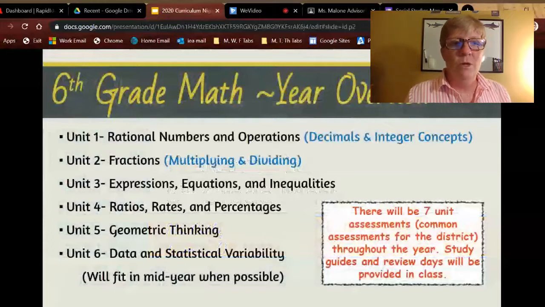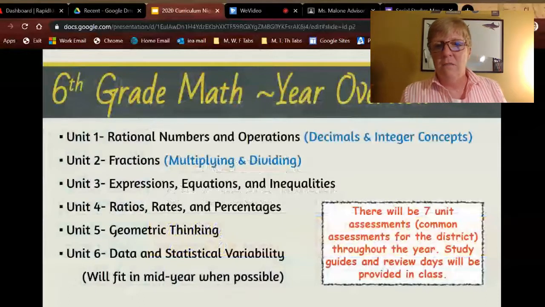This year, students will be studying a variety of topics within the math curriculum. We will be starting with rational numbers and operations, which will build upon the whole number operations they did in 4th and 5th grade and add more complex decimals, as well as delve a little bit into integer concepts.